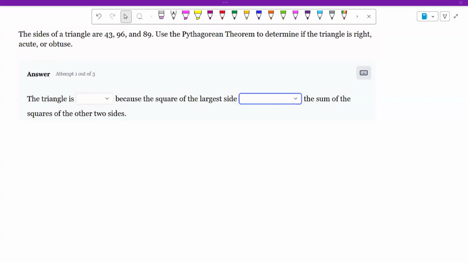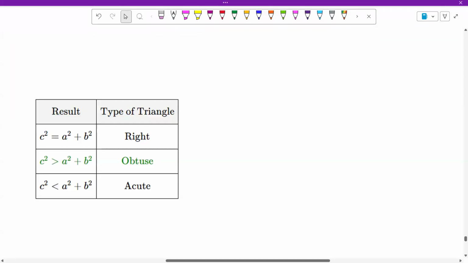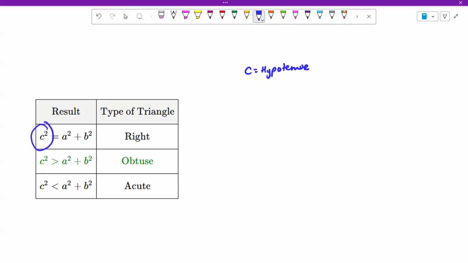Now, we are using the Pythagorean theorem. In the Pythagorean theorem, hypotenuse square is equal to base square plus perpendicular square. So the hypotenuse, which we are calling C, and A and B can be base and perpendicular. If the square of C, which is the largest side, is equal to the sum of the squares of the other two, we will say that this is a right angle triangle.